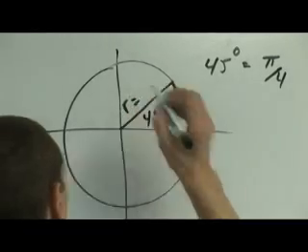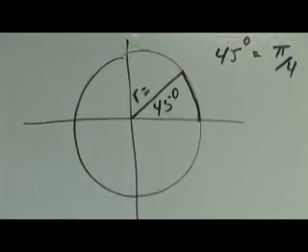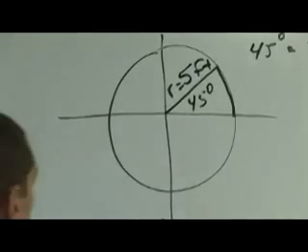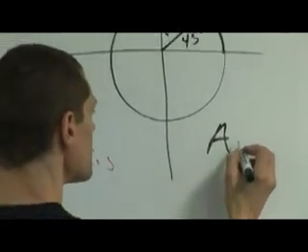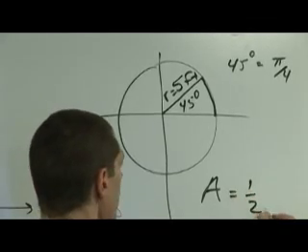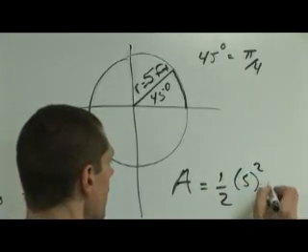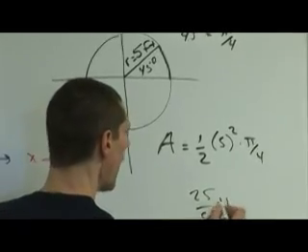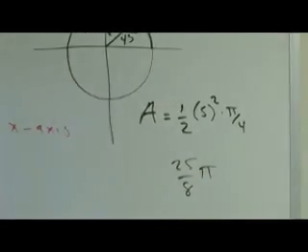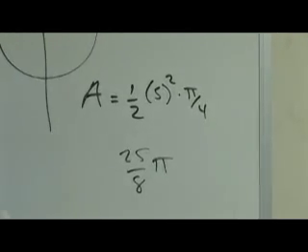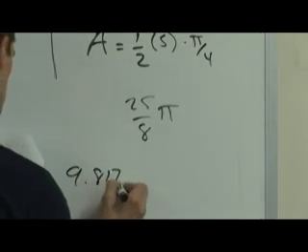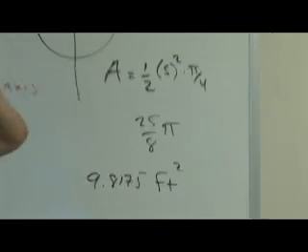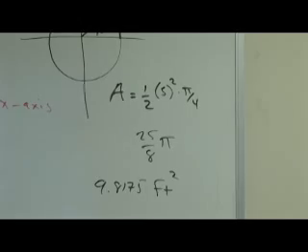R is equal to, I already forgot, and I'm holding it in my hands, 5 feet. So according to this formula, the area of this sector is going to be 1/2 r squared, which is 5 squared, times pi over 4. This looks like 25/8 pi. Okay, so now, and I'll write this down, 9.8175 foot squared. Remember, area is squared something in length.